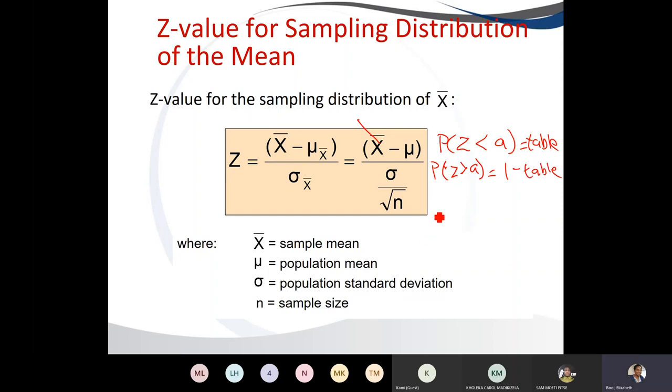And if we find the probability of Z lying between two values, A and B, that will be given by the probability that we find on the table where Z is less than B, minus the probability Z is less than A on the table. So the same concept, we continue with that.